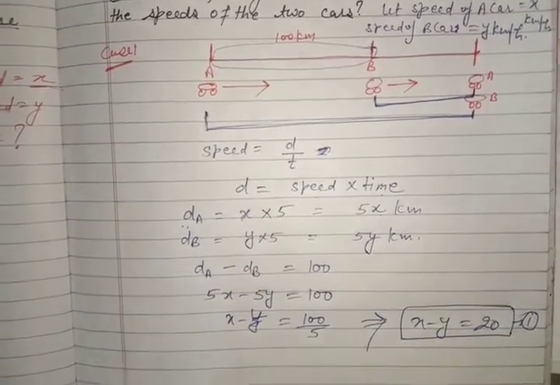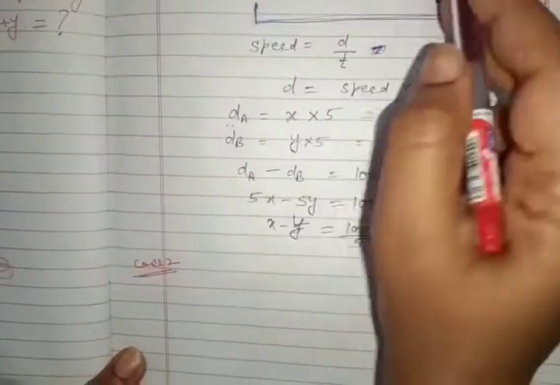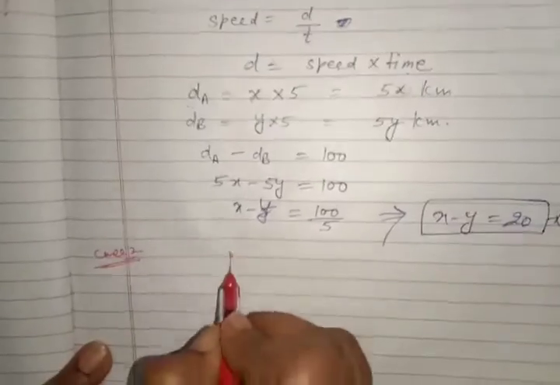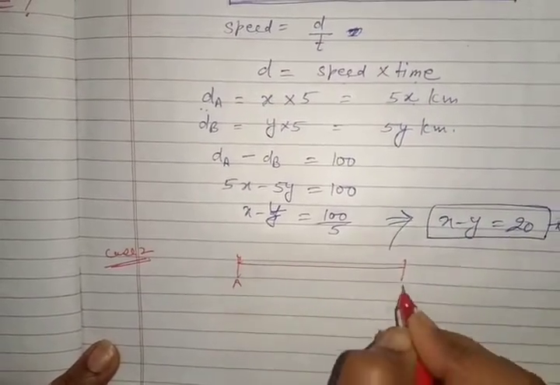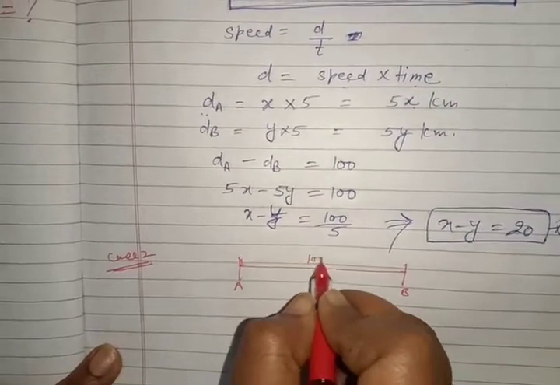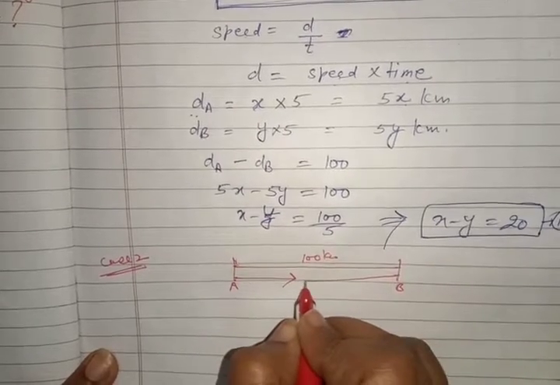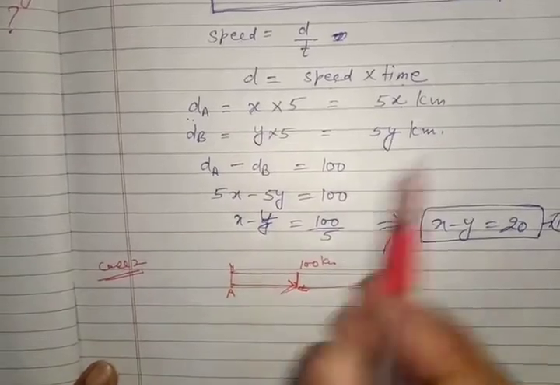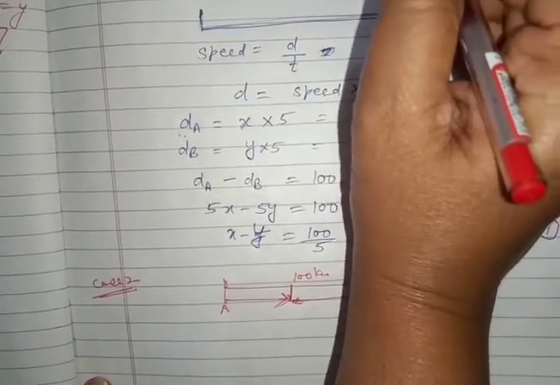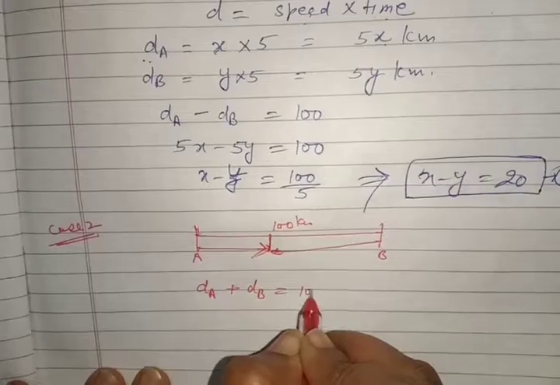Now second case. Case 2 says, if they travel towards each other. Okay, if they travel towards each other, again in between A and B, total distance is 100 km. If they travel towards each other, suppose they meet at this place, for how much time? 1 hour. For 1 hour. So here we will write dA plus dB is equals to 100.